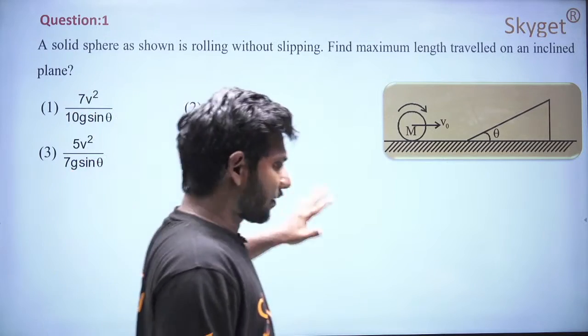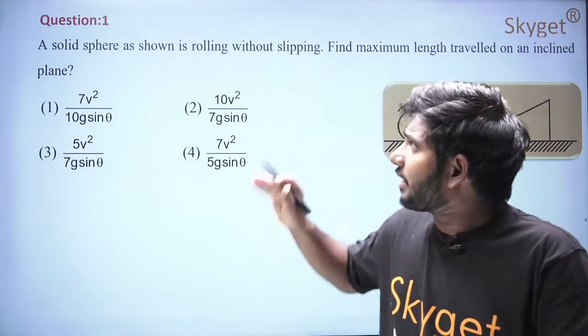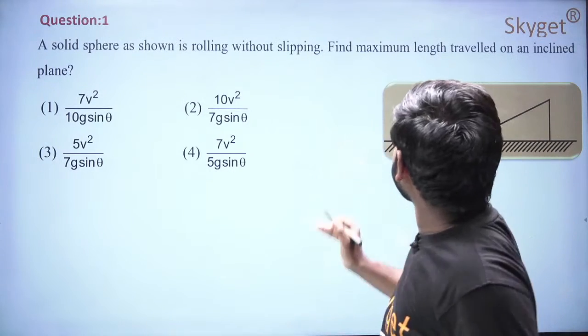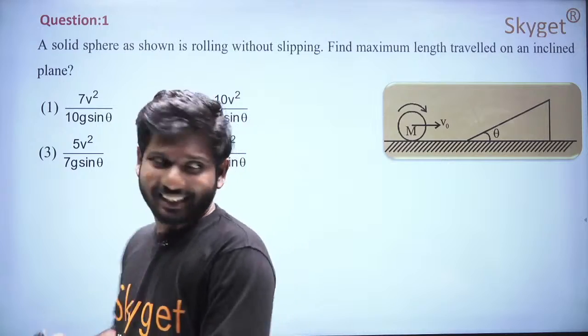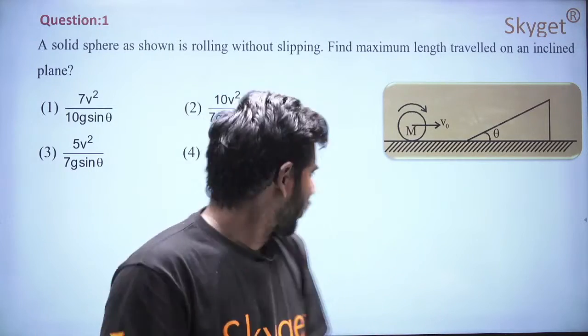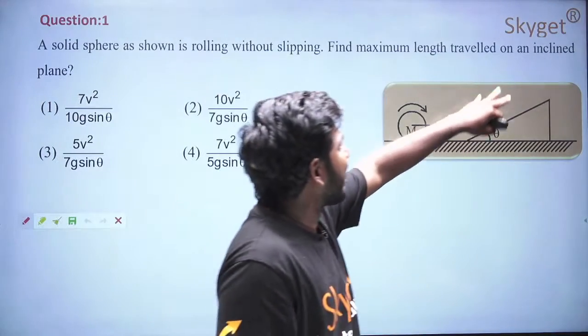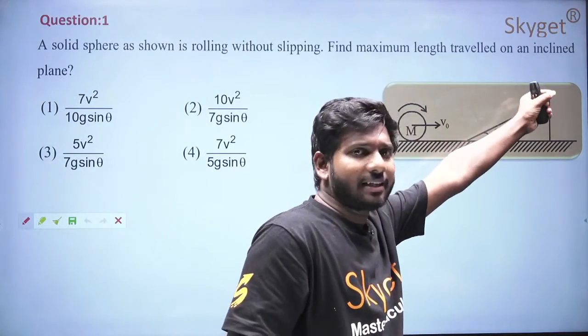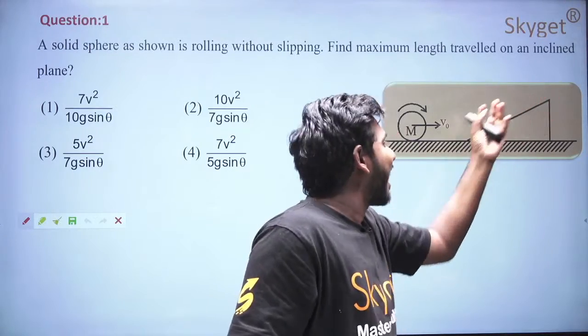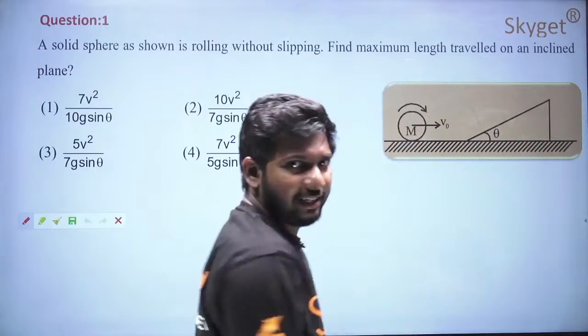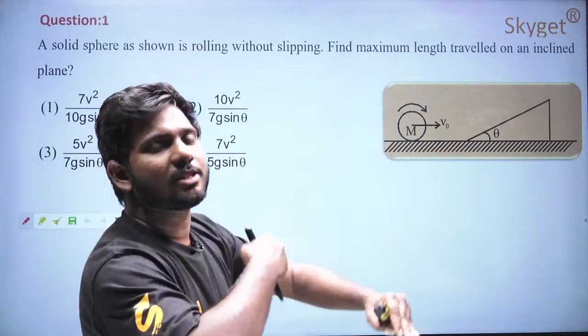A solid sphere, this is the first question, students. A solid sphere as shown is rolling without slipping. Find the maximum length travelled on an inclined plane. Students, if you have practiced, you might have seen similar questions: a solid sphere coming down from a height on the inclined plane, and what is the final velocity when the sphere has reached the bottommost point. So this is a reverse question to that.